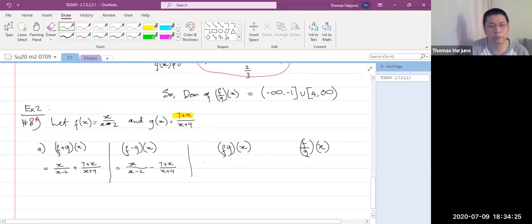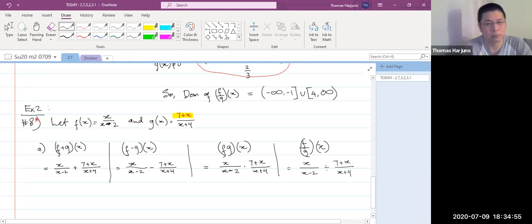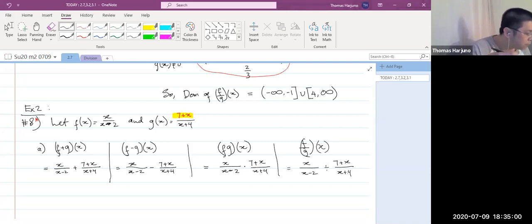What happens if we multiply? Then there will be x over x minus 2 times 7 plus x over x plus 4. And finally, what if we divide? Then it will be x over x minus 2 divided by 7 plus x over x plus 4. Now that's if I just add, subtract, multiply, divide without simplifying them. Now, what if I need you to simplify? Let's say I say find this and simplify.